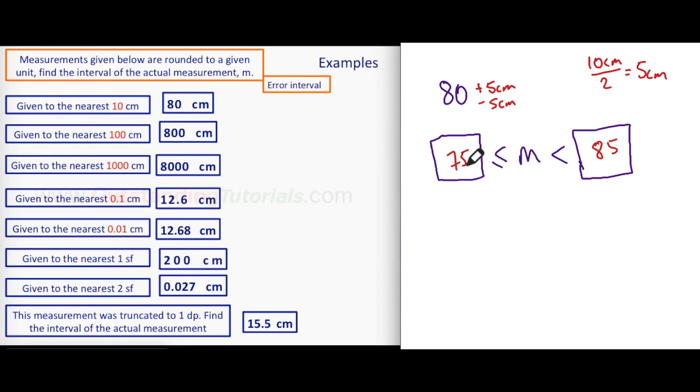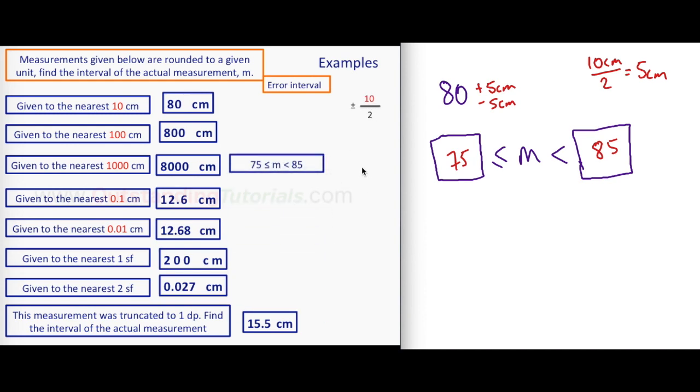And this makes sense because 75 rounding to the nearest 10 will give me 80. Any number bigger than this, so 76 rounding to the nearest 10 would also give me 80 because it's 5 or more. So 5 or more means 5 would round to this, 6 would round to this, 7, 8, 9, 80 would round to this, 81 will round down to this. 82 will round down, 83 would round down, 84 would round down to this. But not 85. Why? Because 85 will go up to 90. So that's the cutoff point. That's why it's not equal to 85. Plus or minus 10 over 2. And that's the interval.